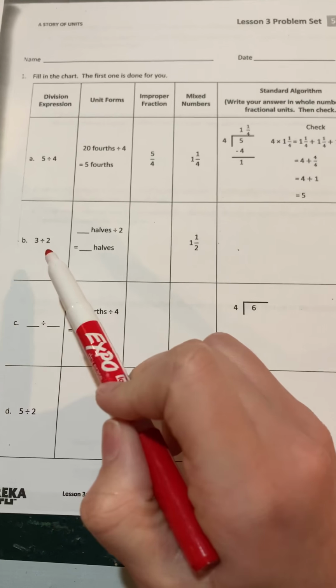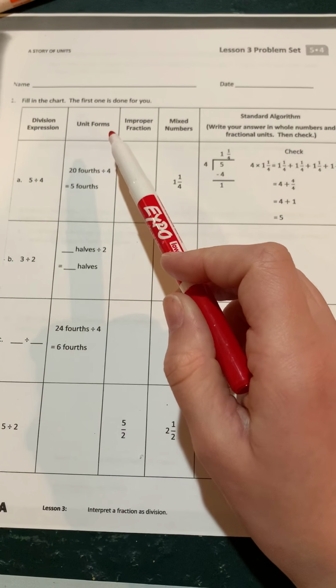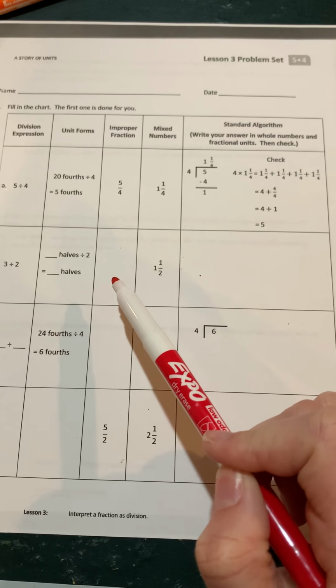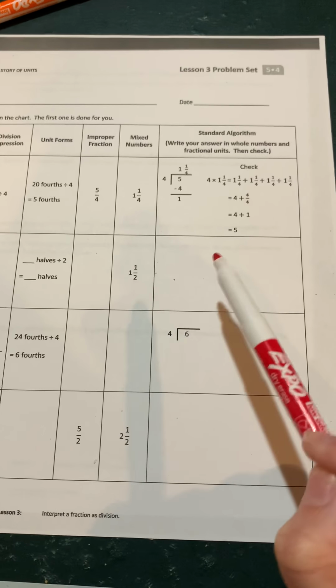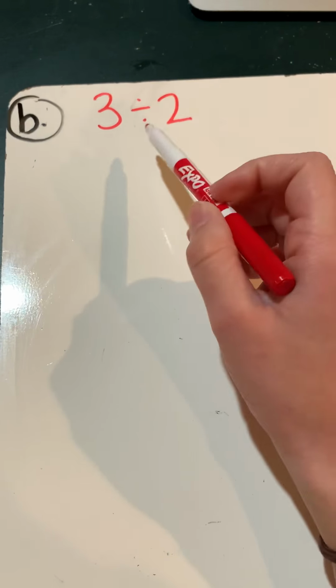Part B, our problem is 3 divided by 2. We need to figure out how to solve it with unit form, write it as an improper fraction. I already gave the mixed number part of it, and then we're going to show the standard algorithm to check our work. So our problem is 3 divided by 2. Over my whiteboard, I wrote 3 divided by 2.